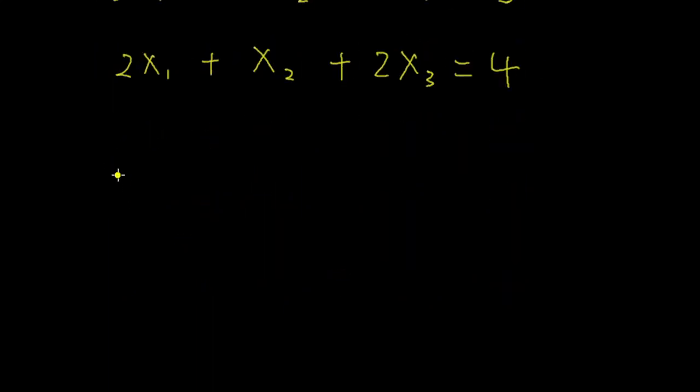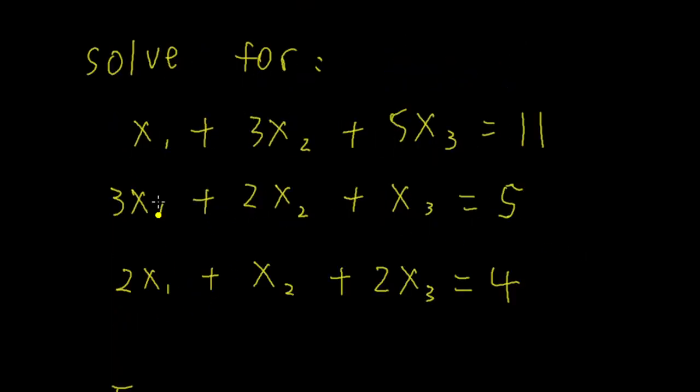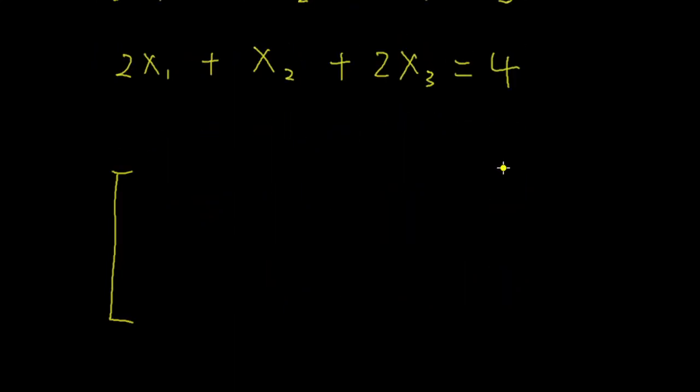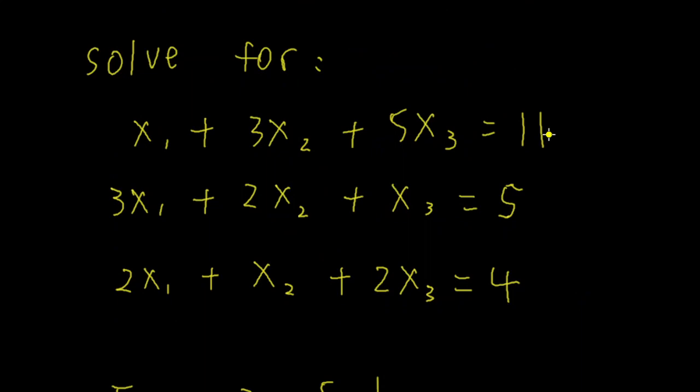Okay, so here is the first row. The coefficients here are 1, 3, and 5, so I will write 1, 3, and 5. And then on the right side of the equal sign is 11, so I will write 11 here.